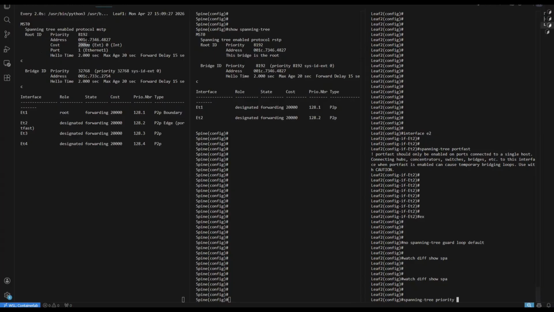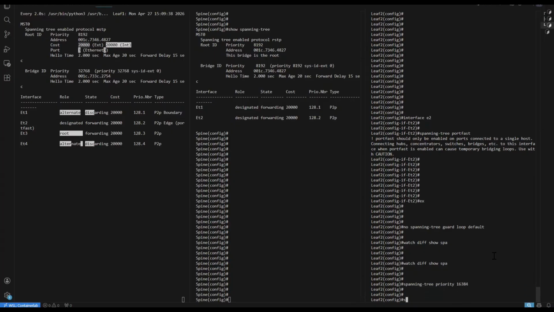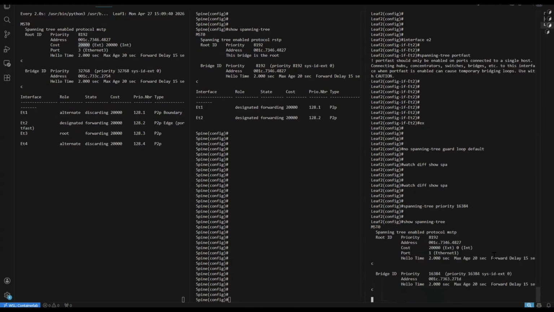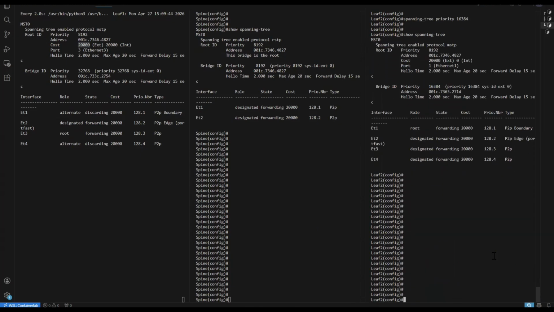So right now leaf 1, the priority is 32,000. So I'm going to configure a lower priority here. Okay, the lower priority is 16,384. So yes, we can clearly see that.